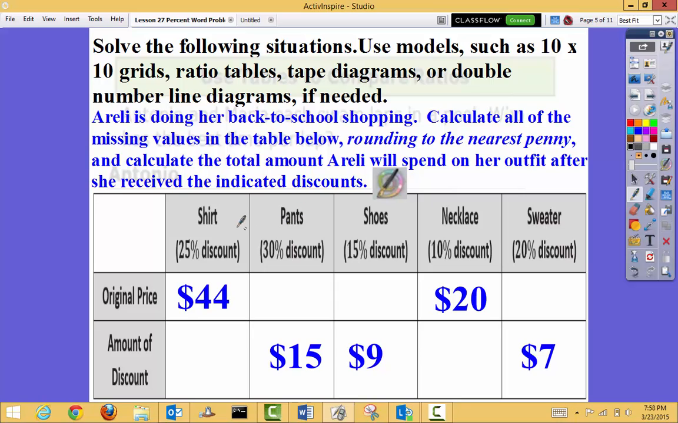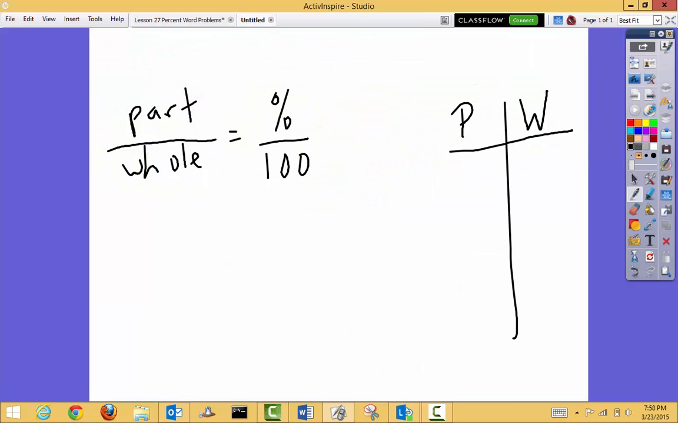This first one, I'm just going to start with my pants. So I need to check my original price. Well, that is how much I would pay normally for it. That's the whole price that it would normally go for. So normally, my pants would cost what? Normally, my pants would cost $44, and that is my whole.